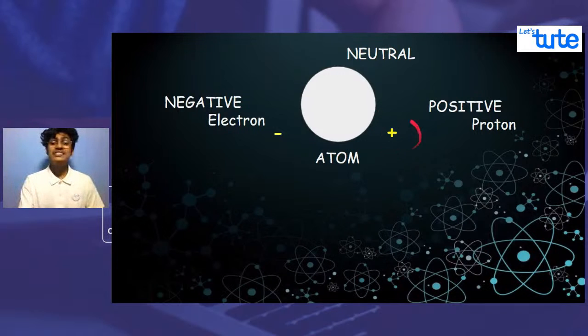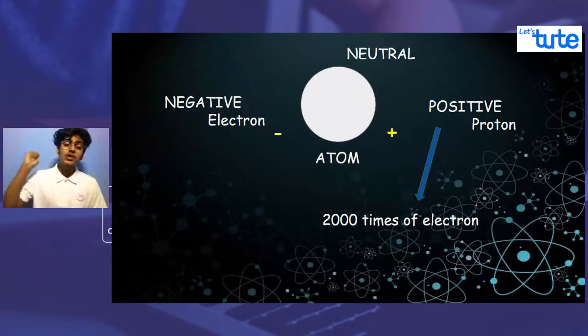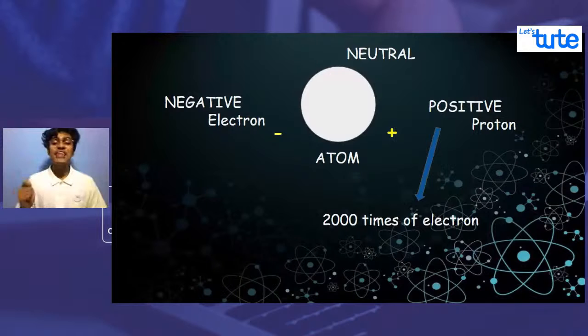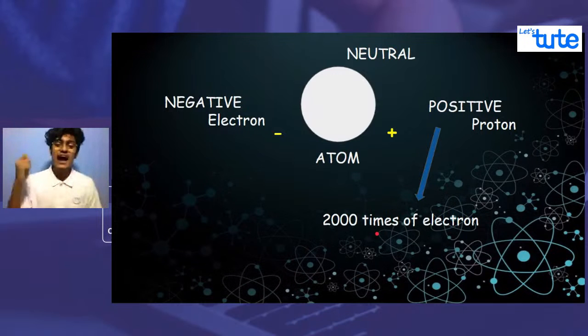So opposite in signs actually. The charges are different. So this is positive and this is negative. Now further experiments were made and it was found that the proton is actually 2000 times heavier than electron. Please try to mark this number very carefully. It can be asked in your MCQs that protons are actually 2000 times of the electrons.